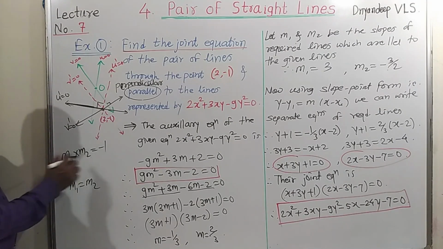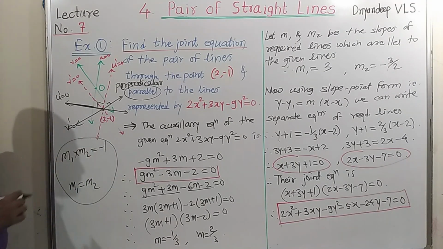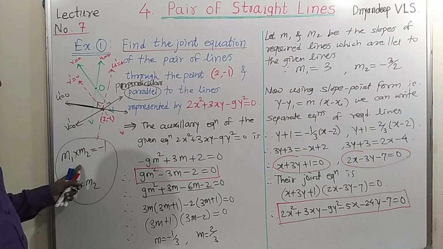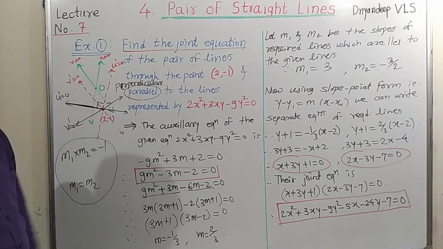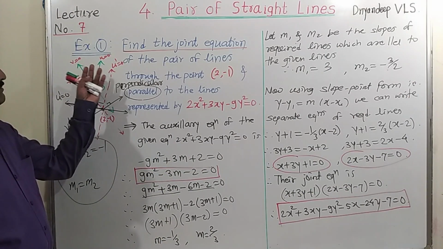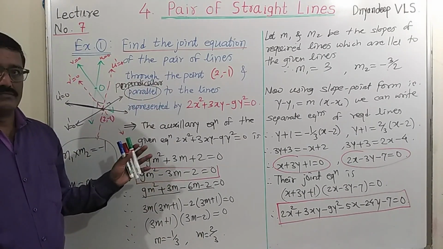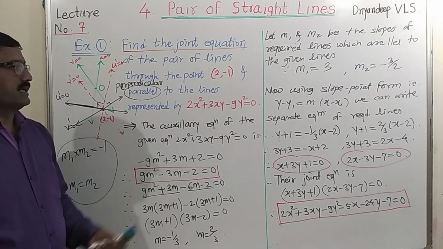Okay. So remember these conditions for parallel lines and perpendicular lines. Then we will find the answer. Okay. So in this example, there are two types. Okay. Now let us see the second example.